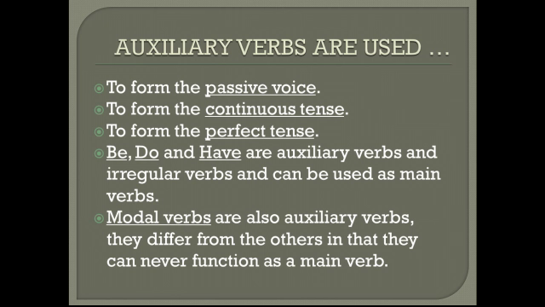Auxiliary verbs are used to form the passive voice, to form the continuous tense, and the perfect tense. Be, do, and have, on the other hand, are auxiliary verbs and irregular verbs that can actually be used as main verbs. Modal verbs are also auxiliary verbs, and they differ from the others in that they can never function as a main verb.